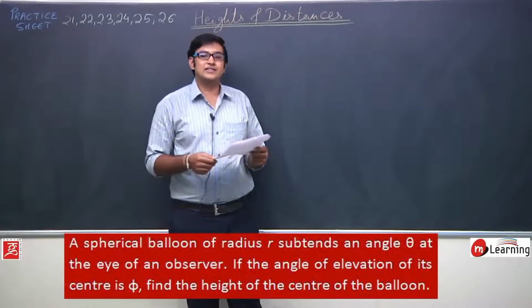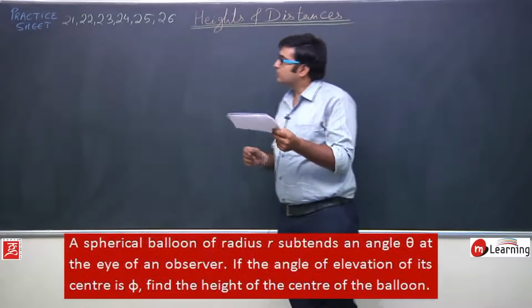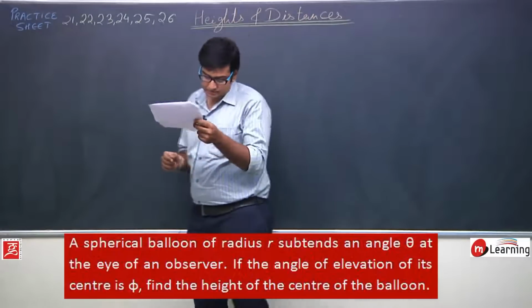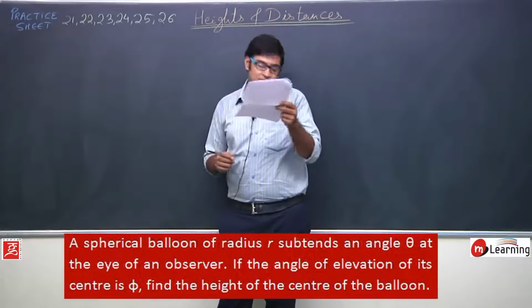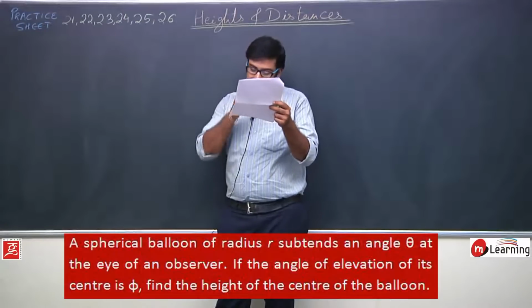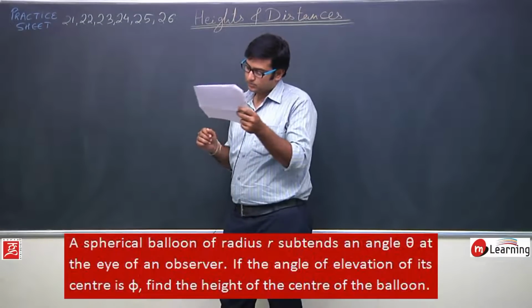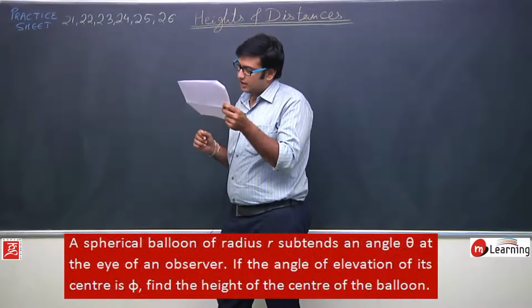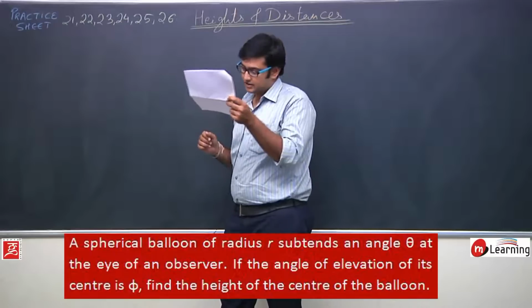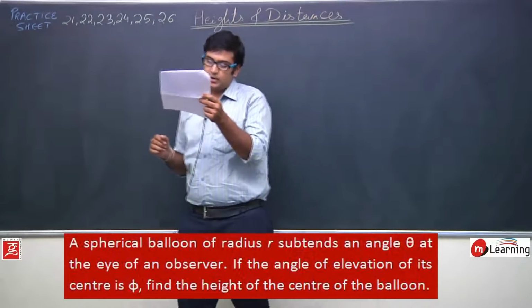Okay, so let us now discuss question number 21 from the practice sheet. We have discussed up to question number 20. Question number 21 says, a spherical balloon of radius r subtends an angle theta at the eye of an observer. If the angle of elevation of its center is phi, find the height of the center of the balloon.